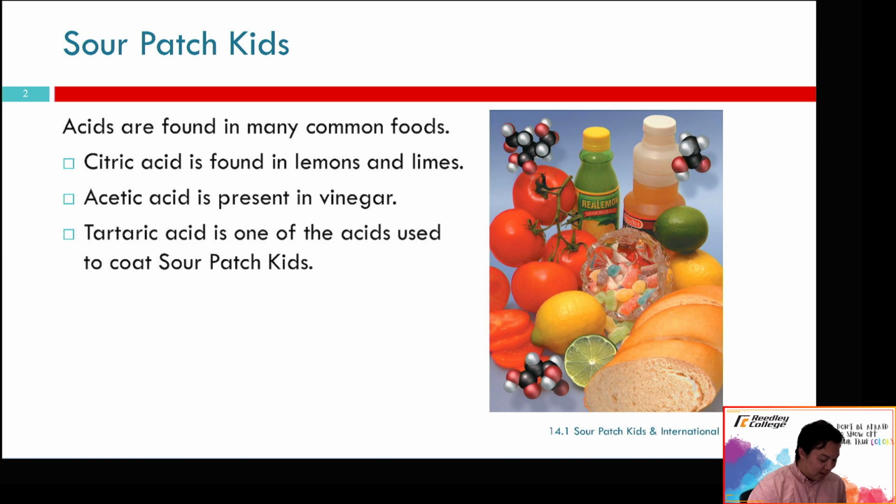So things like citric acid, found in lemons and limes, acetic acid, which is present in vinegar. It's a slightly different kind of sour. Tartaric acid, which is one of the acids used to coat Sour Patch Kids. If you have a sour warhead, those are acids.